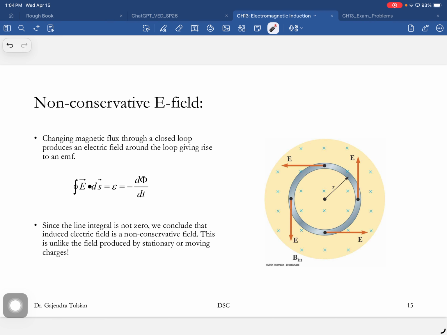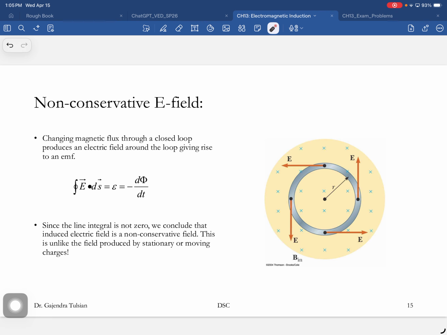So that's what we are showing here. If you have a magnetic field into the sheet of paper and that increases, then you're producing an electric field like that. And the line integral of this electric field is non-zero.